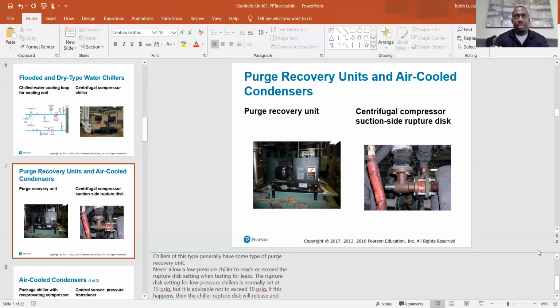The purge recovery units, it draws in that air. It draws refrigerant in too, but it recirculates that refrigerant back into the system while throwing the air out of the top. So you get rid of all your unwanted air and you keep your refrigerant. So that's the whole purpose and function of the purge recovery units on these low pressure chillers.